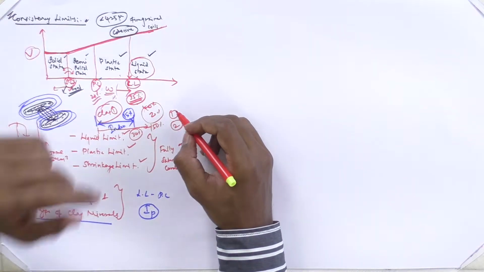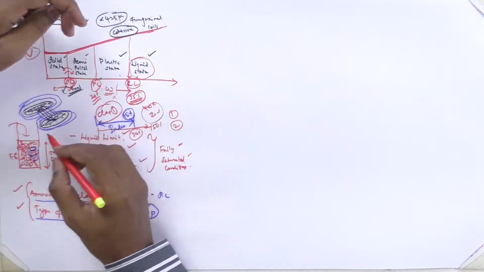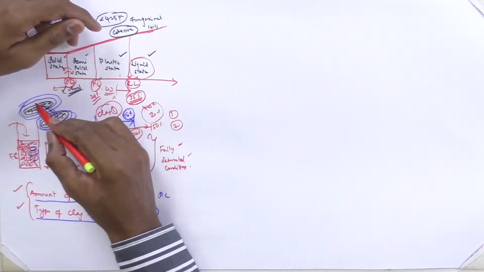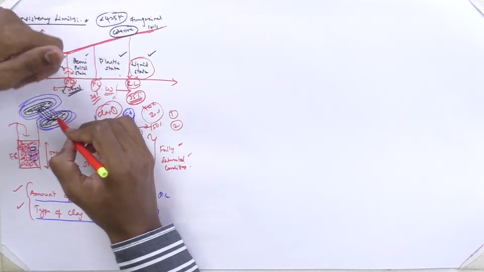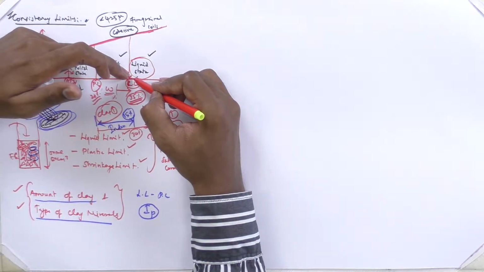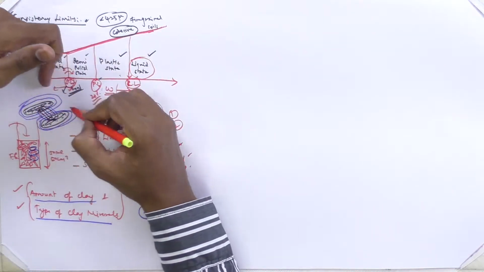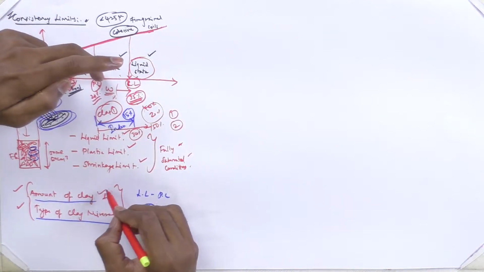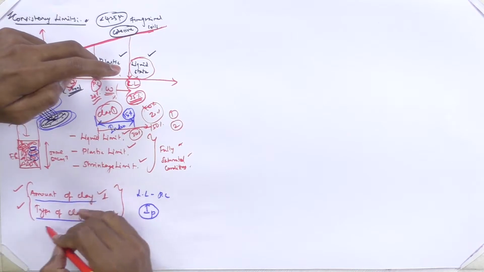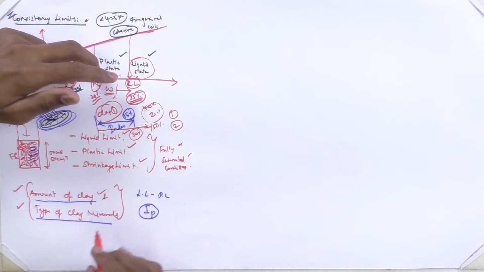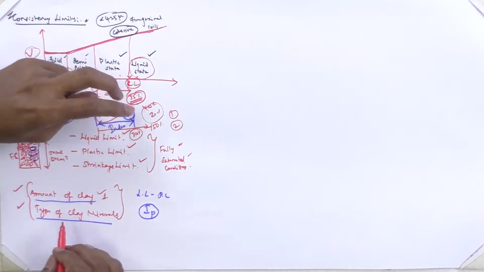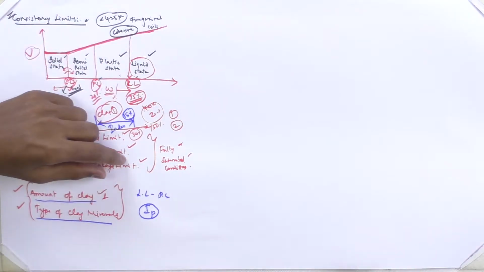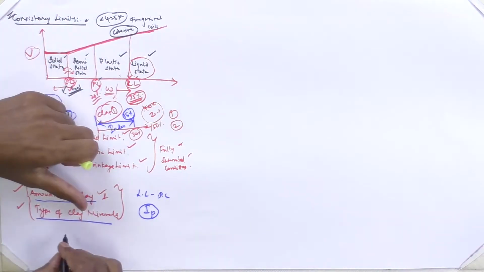What makes this difference? All the cohesion must be neutralized by water, and only then does it reach the liquid limit. So if you need more water to reach the liquid limit, either there is more clay or the type of clay mineral is playing a role. We have different clay minerals, such as montmorillonite. I will give this with a graph.